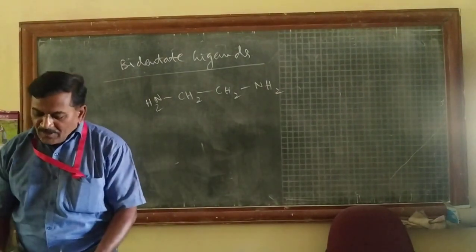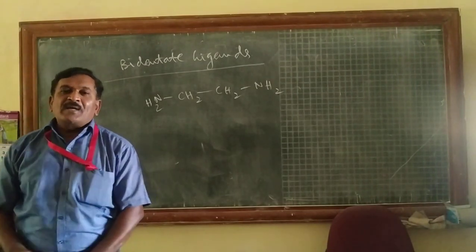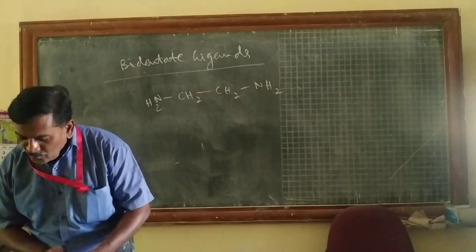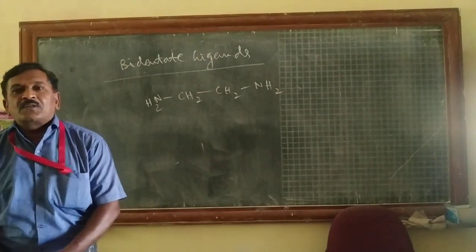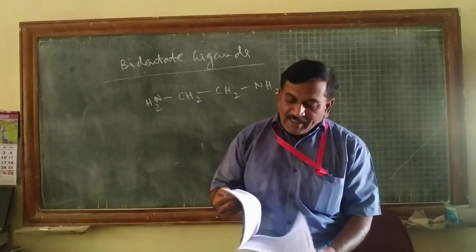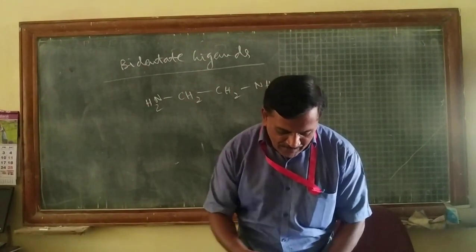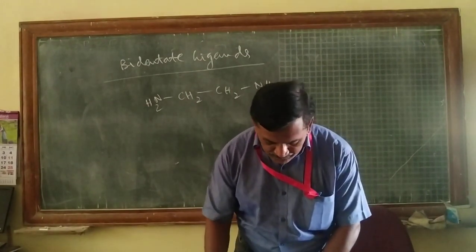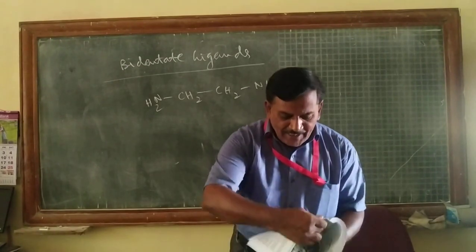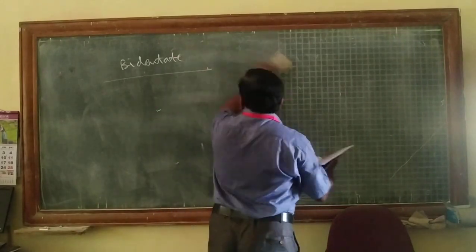In the same way, tridentate ligands means the ligand contains three donor groups present in the complex structure. Then the next is polydentate ligands. The example will be like this, another example.